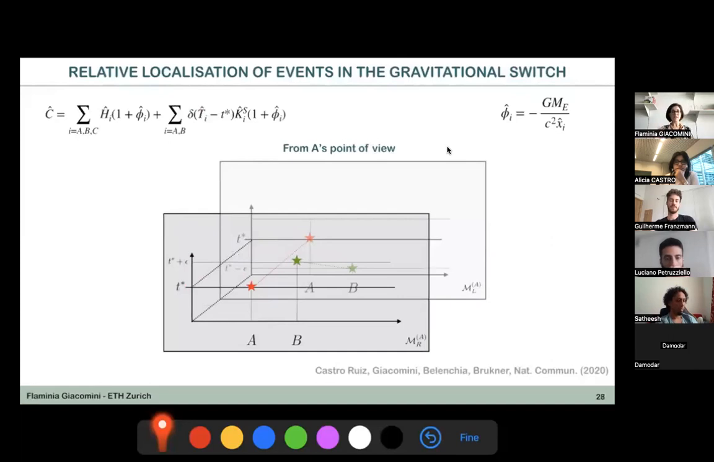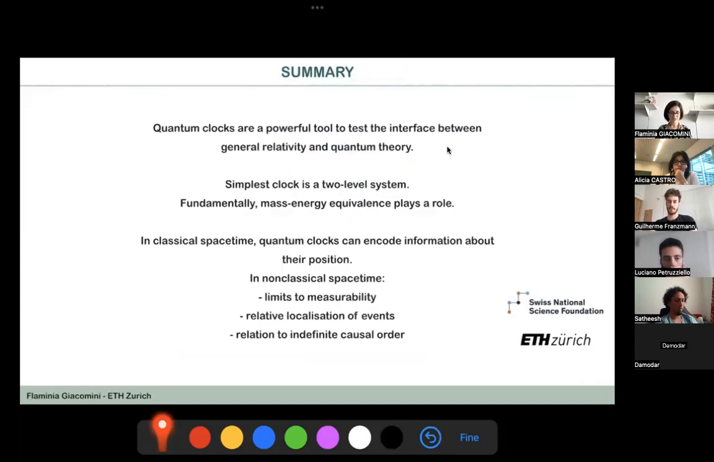Okay, so that's all I wanted to tell you. As a summary, what I've been arguing for in this lecture is that quantum clocks are a powerful tool to test the interface between general relativity and quantum theory. The simplest clock is a two-level system, and fundamentally, I have to take into account the mass-energy equivalence when I couple it to the gravitational field.